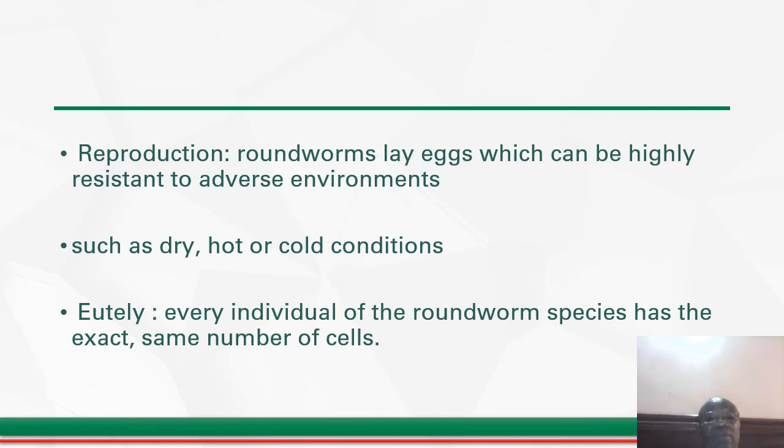Also, reproduction is part of the adaptive features. Then the roundworm lays eggs, which can be highly resistant to adverse environments, as I've explained earlier, that they produce different types of eggs to enable them to survive when the environment is not conducive. Such a condition includes when the weather is very dry, very hot, or very cold. Then they have what we call eutely. In this eutely, every individual of the roundworm species has the exact same number of cells. Whether the condition is favorable or not, they have the same number of cells, and that is what we call eutely, which is part of the adaptive features in them.